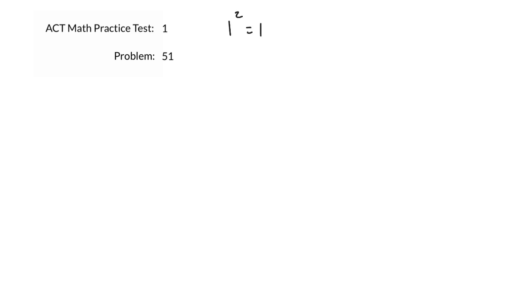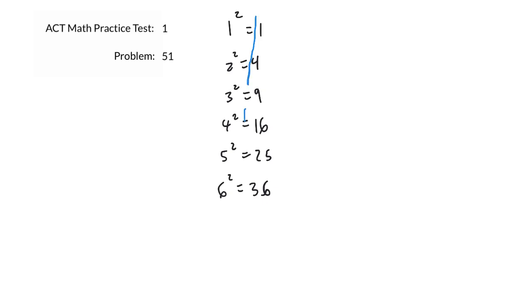1 squared is 1, 2 squared is 4, 3 squared is 9, 4 squared is 16. So it's just good to get familiar with some of these, okay? Now, the perfect squares are all of these numbers here, right? All of these numbers right there.